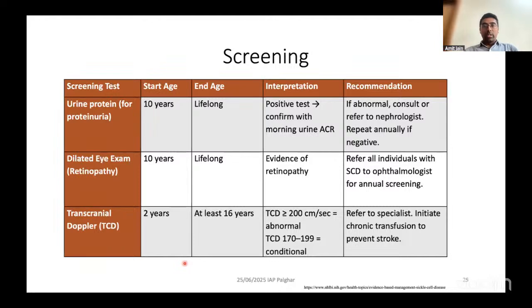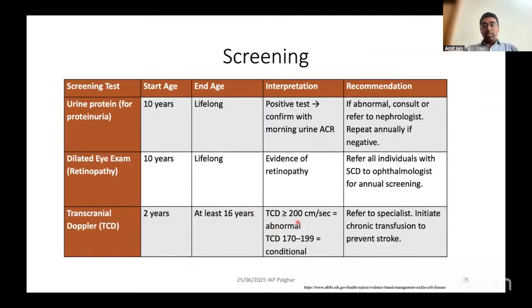Now moving on to screening. As we have already discussed, complications of sickle cell disease can be life-threatening, like stroke, which we can screen for with transcranial Doppler starting from the age of 2 years till 16 years, because the Doppler window cannot detect flow after 16 years of age, and also the chances of getting stroke are less after 16 years. Transcranial Doppler should be advised in all patients of HbSS or HbS beta 0 thalassemia.